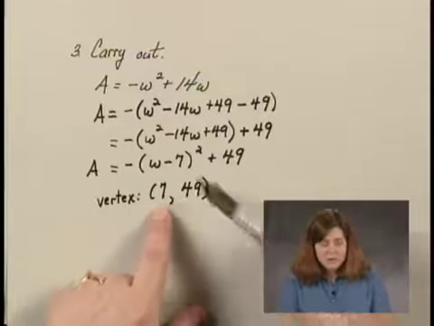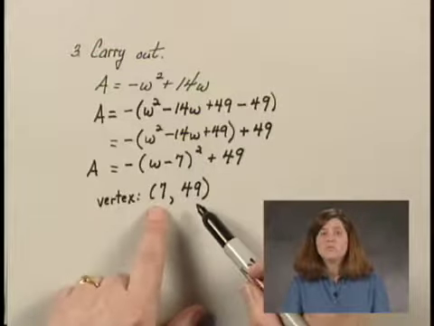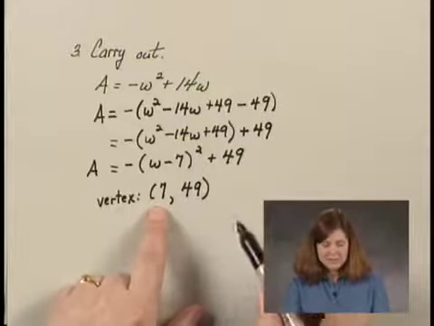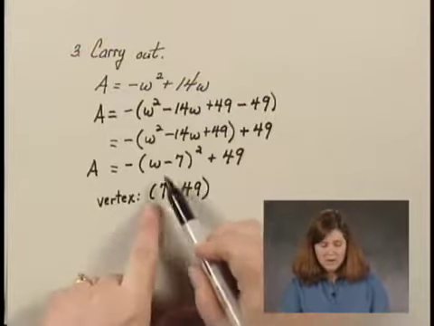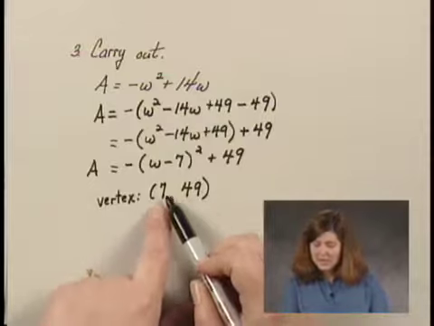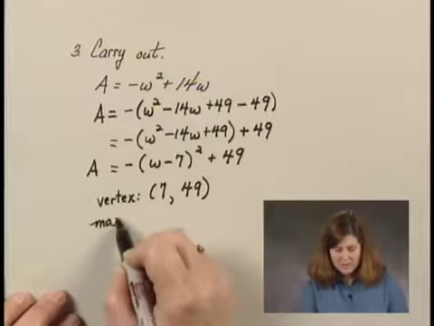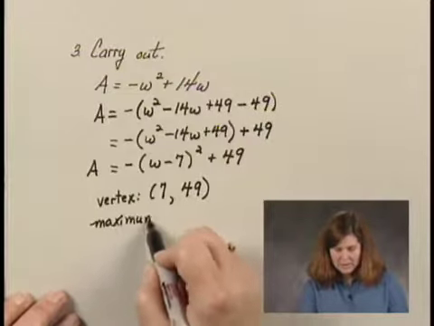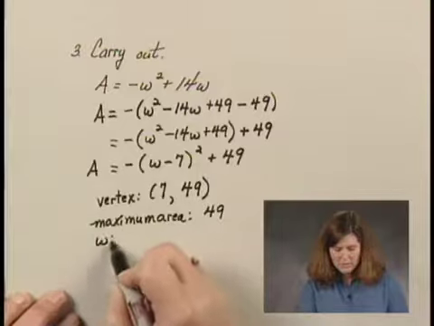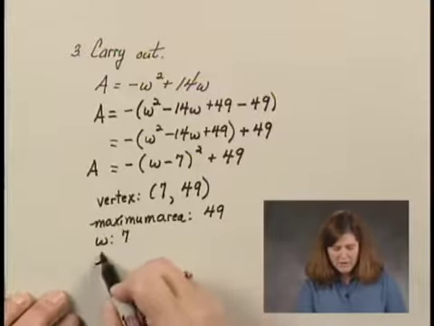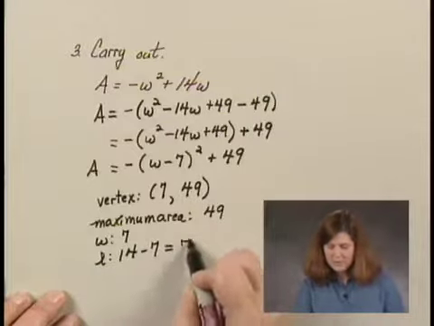Since, like I said before, the graph of this opens down, this vertex will be where the maximum value is. The maximum value will be 49, where w, or the width, is 7. So we have possible solutions of maximum area of 49, width 7. And the length, remember, was 14 minus 7, which is also 7.